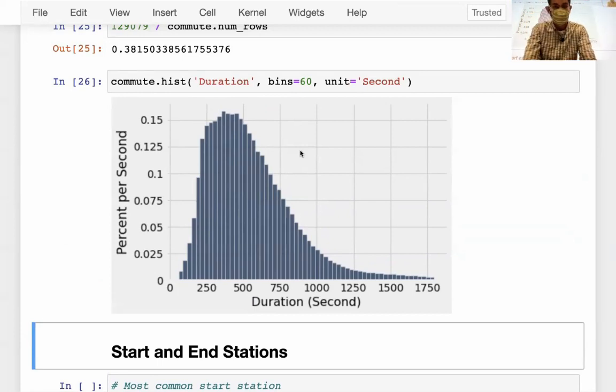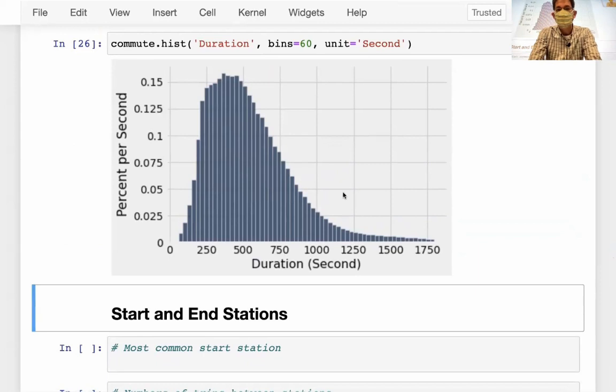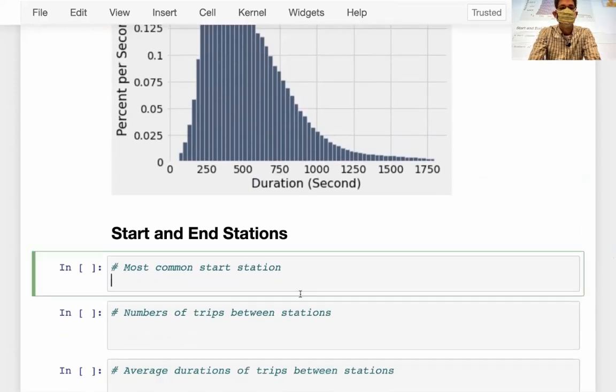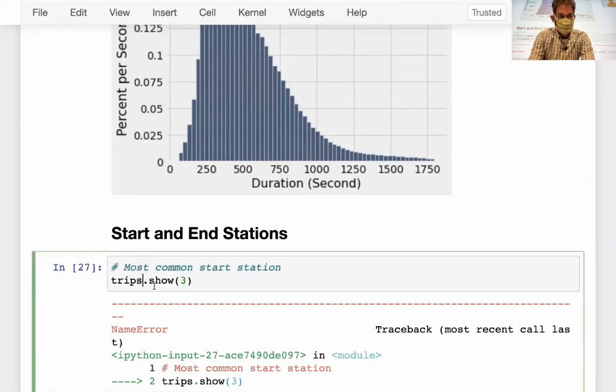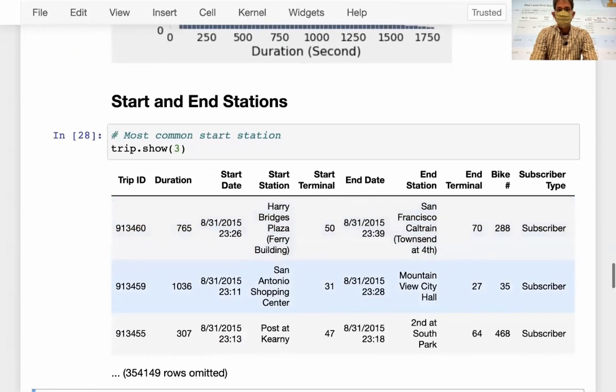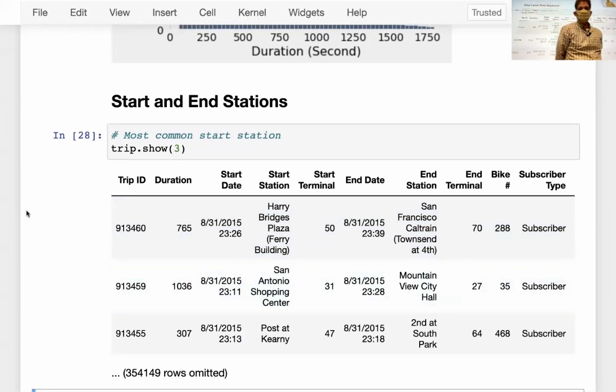Let's do more stuff. Where do people go? Where do they start? What's the most common start station? How would you figure that out? I'll show you the table again. Okay, talk to the person next to you. This is a 60-second one. How do you figure out the most common start station? Like the name, it might be San Antonio Shopping Center or something like that.